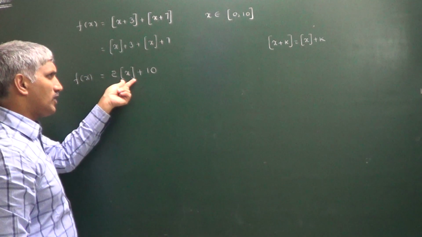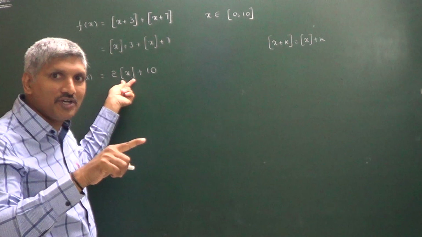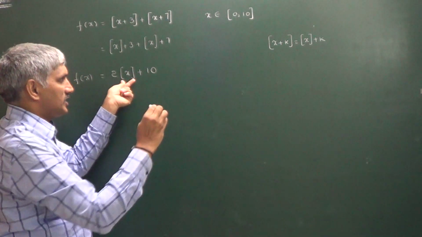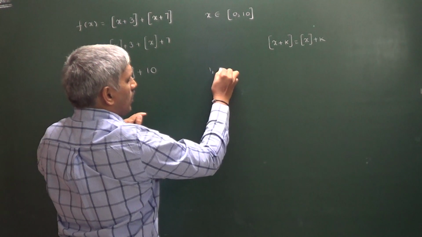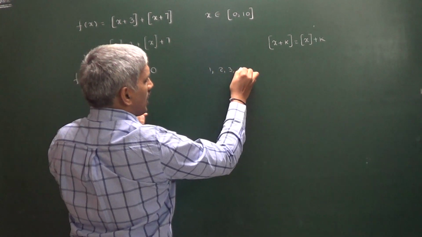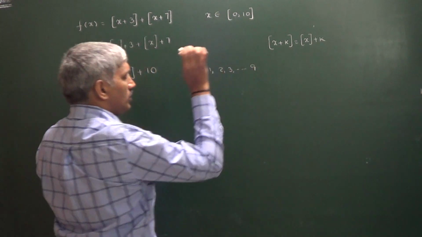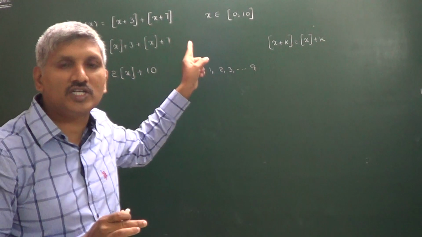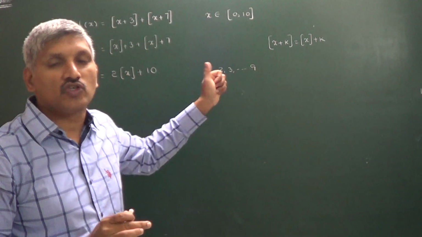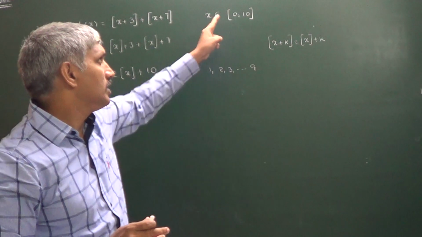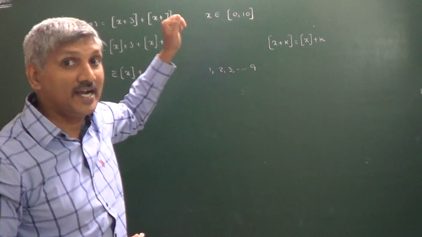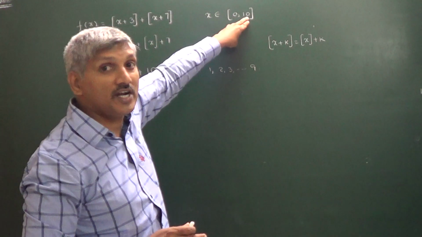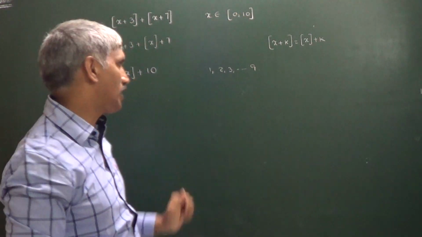No need to check further. The greatest integer function is discontinuous at all integers. Between 0 and 10 the integers are 1, 2, 3 and so on up to 9, because it is a closed interval 0, 10. So we have to check right continuity at 0 and left continuity at 10.